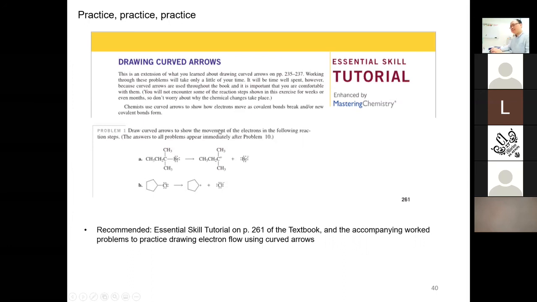It is highly recommended that you practice on this, okay? You can go to your book and practice on all these problems. That will make you a master of drawing arrow pushing, and it is really essential for the later learning of all these reactions of alkenes and the other compounds.